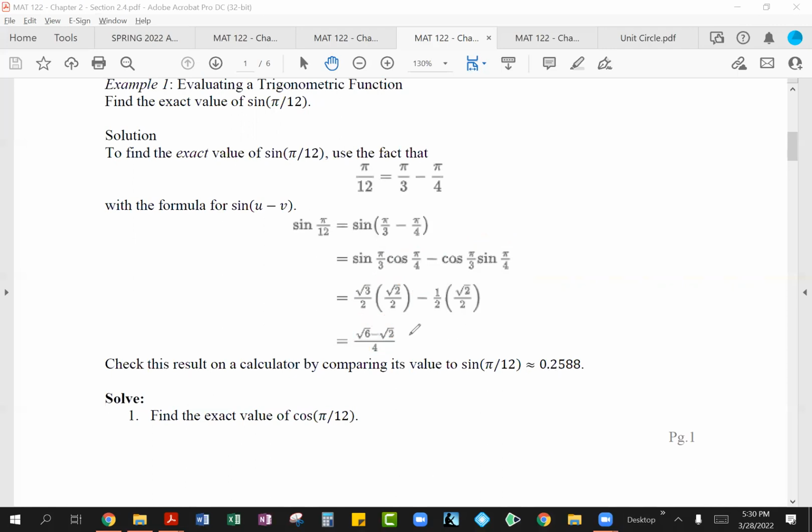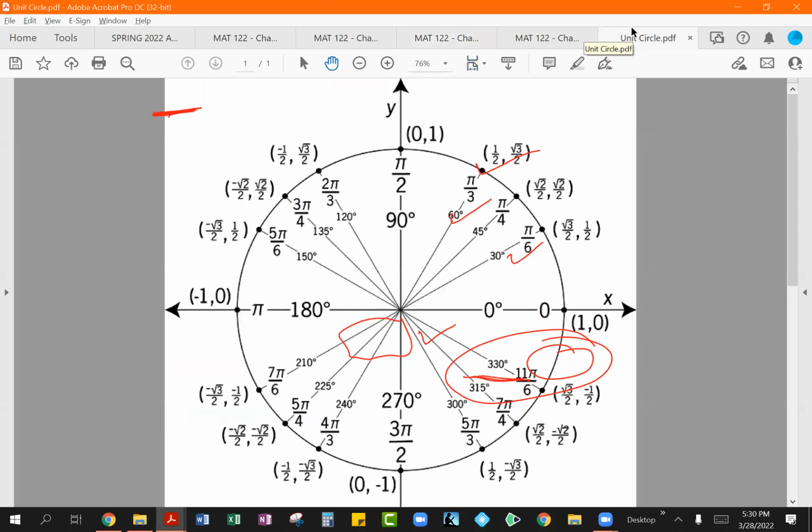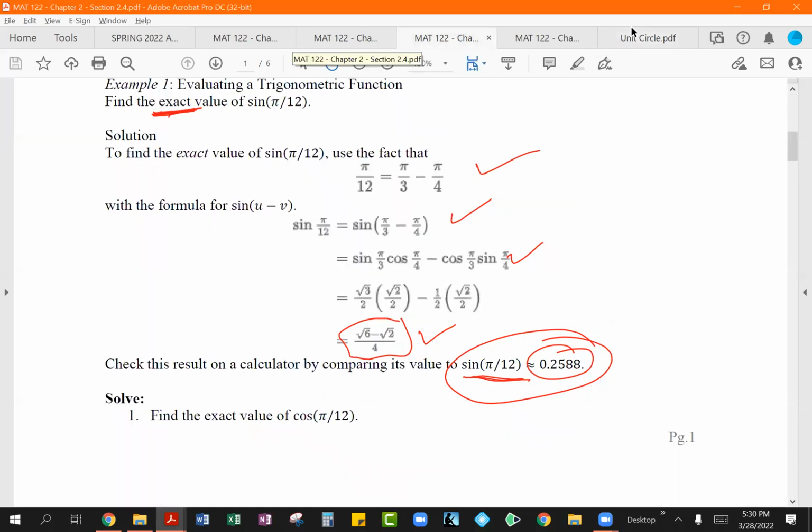Just to check and make sure that you have the right answer, put sine of pi over 12 into your calculator, and you get a decimal approximation. The difference here is, guys, they wanted an exact answer, not a decimal answer. If they just said, find sine of pi over 12, this would have worked. However, since they said exact, that's why we had to do all of this mess over here, because they wanted to know what the exact answer would be for sine of pi over 12. And, of course, as we know, pi over 12 is not really a given angle on the unit circle. So that's why we have to go through this process here.